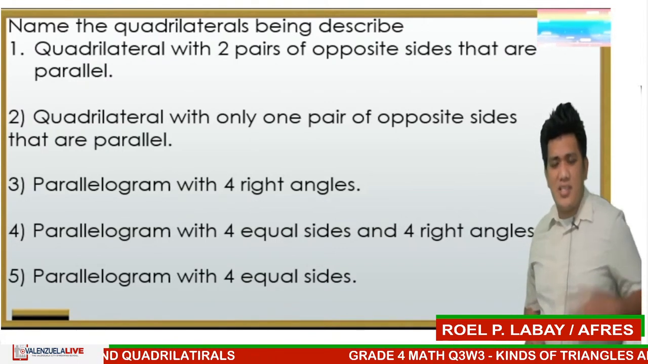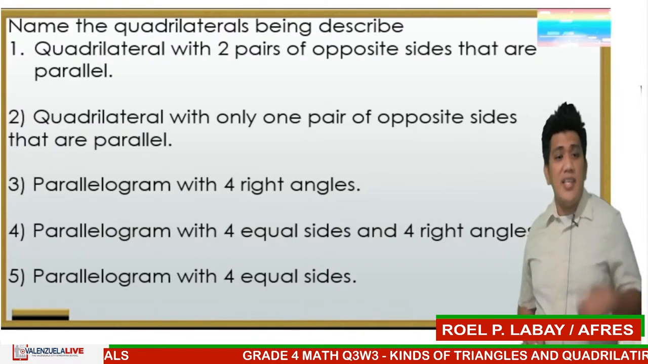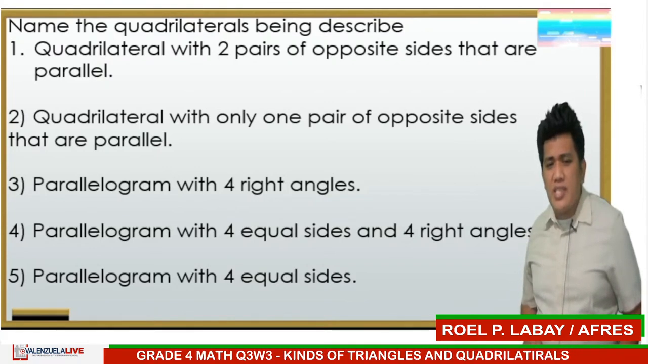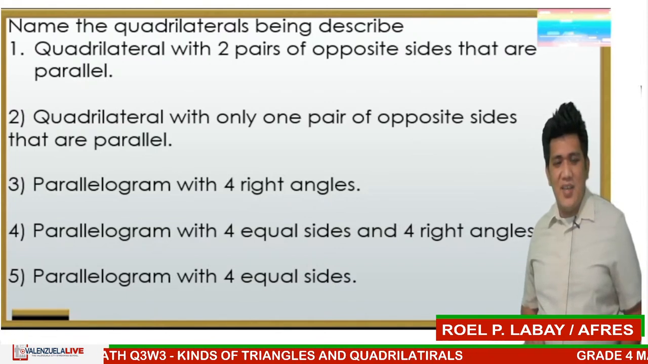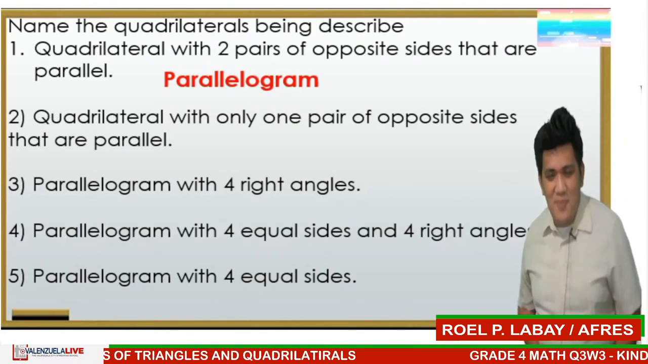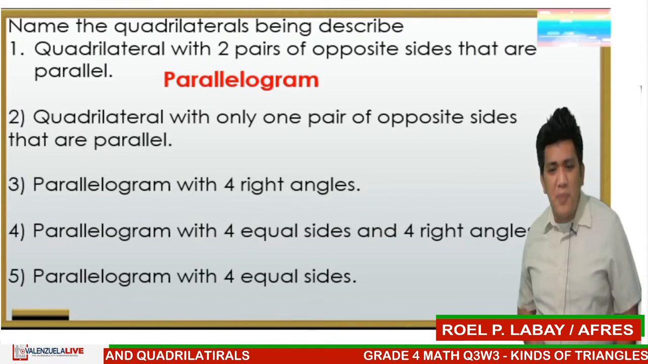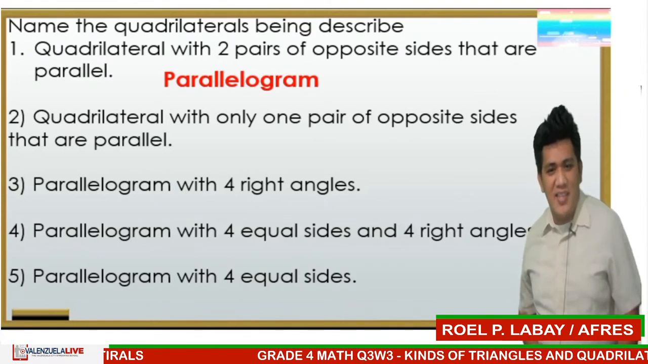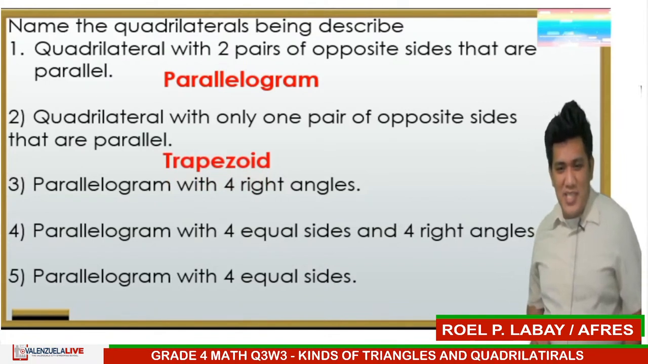Okay, time's up. It's time to check your work. Number one, it is a quadrilateral with two pairs of opposite sides that are parallel. Okay, very good. That is a parallelogram. Number two, quadrilateral with only one pair of opposite sides that are parallel. Okay, very good. That is a trapezoid.